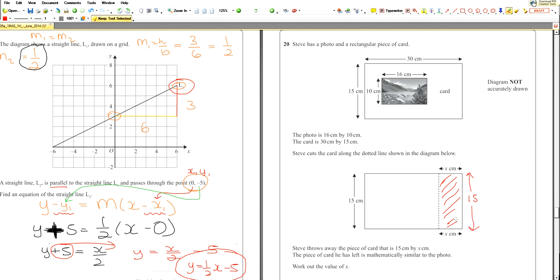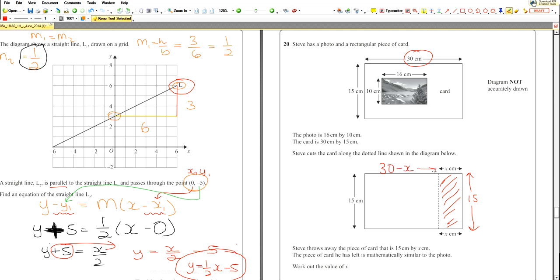Okay, now, what was the original length of the card? The original length was what? 30. And how much did he cut off? X. So what's left then? If you started with 30, you cut off by X, how much have you got left over? 30 minus X. Lovely.